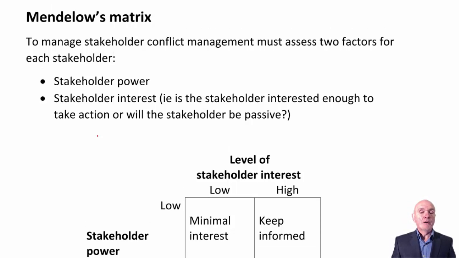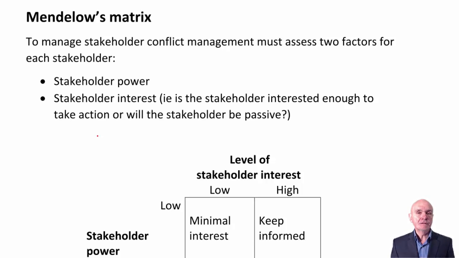Now, the model which is around to at least explain or perhaps help people to manage these stakeholder conflicts is called Mendelow's matrix. And Mendelow's matrix looks at two aspects of the stakeholder. First of all, there is their power. And second, there is their interest. And how it really means how active is a stakeholder likely to be?